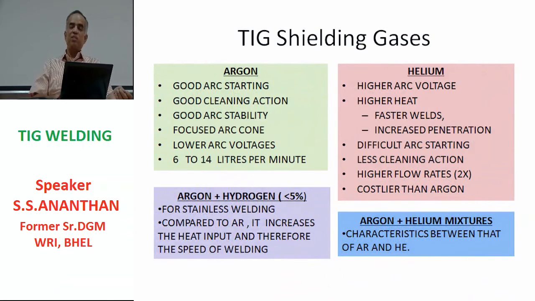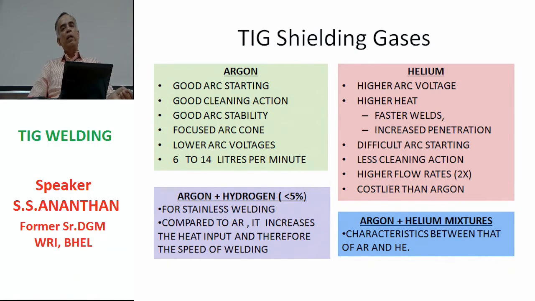Now what are the characteristics of the gases? As you can see, argon from the viewpoint of availability is very high in India compared to helium. So the most widely used gas is actually argon. Now argon has an advantage: it's slightly heavier than air, and it is very widely available all over the world. So it has good arc starting characteristics, which is a very great advantage for us.